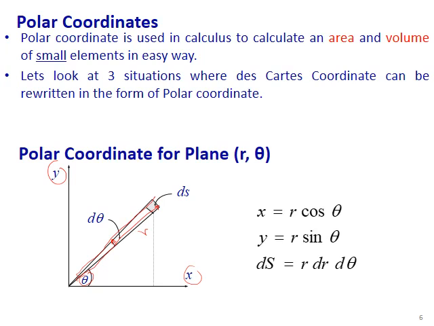You will say x is represented by r cosine theta, because y is opposite and x is the adjacent, so it's cosine, and y is r sine theta. And the area, this area, is r dr d theta. This is very easy and direct, as you learned from foundation. Now this is for the plane.